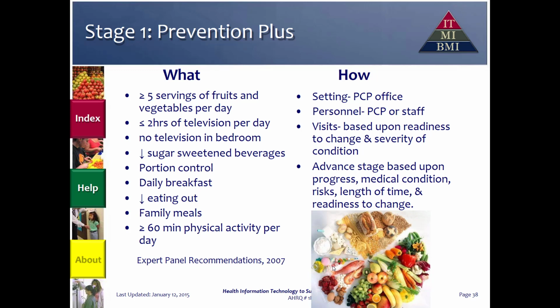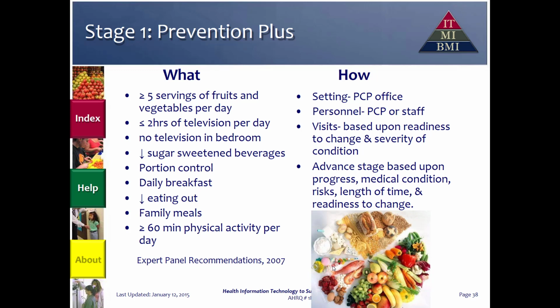So we're going to encourage families to have 5 servings of fruits and vegetables per day, and that needs to replace the energy-dense foods. So they can't just eat 5 fruits and vegetables in addition to all the chips and candy and pop and all that kind of stuff that they normally eat. It has to replace those energy-dense foods.